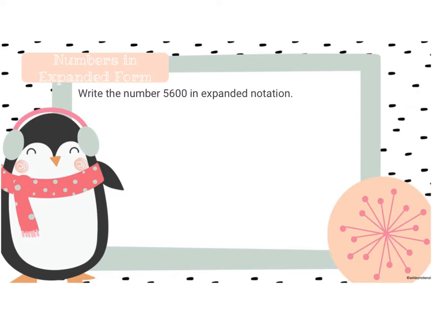Okay, I want you to try writing the number 5,600 in expanded notation on the whiteboard or on a sheet of paper. It can be on your old homework page from yesterday. Try and expand that out. What would that look like?